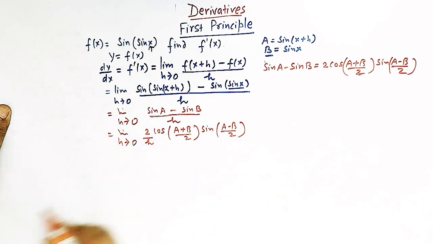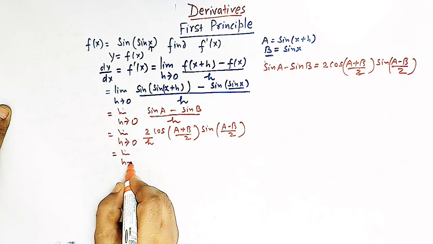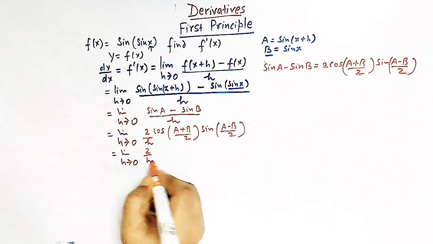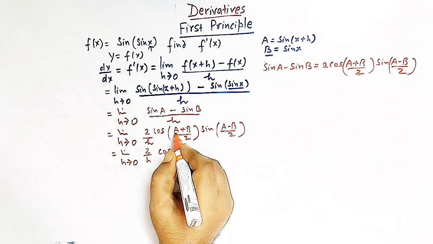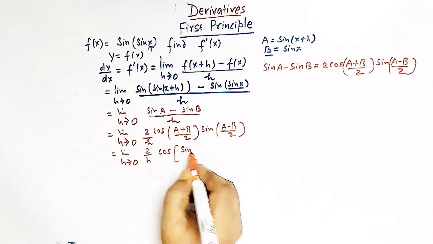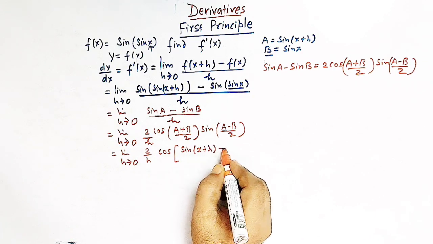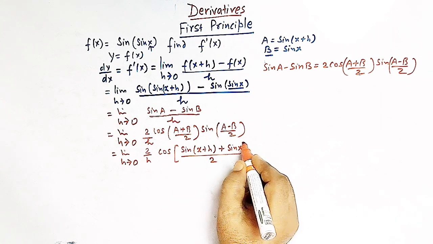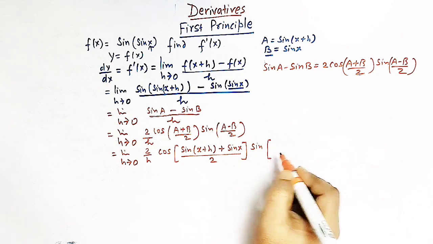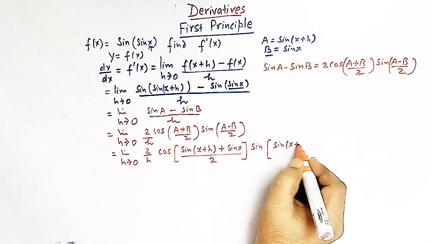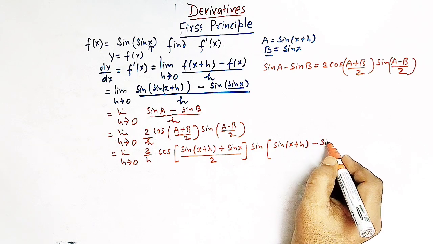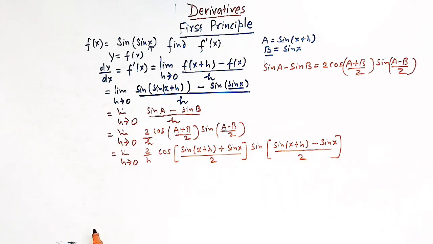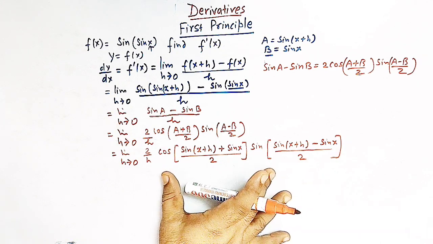So here we can write h. So now we have limit h tends to 0, 2 by h, and we have cos, and for a we can write sine x plus h, plus b is sine x, divided by 2, and then we have sine, and a is sine x plus h, minus b is sine of x, divided by 2, right? So now we have to evaluate this limit.